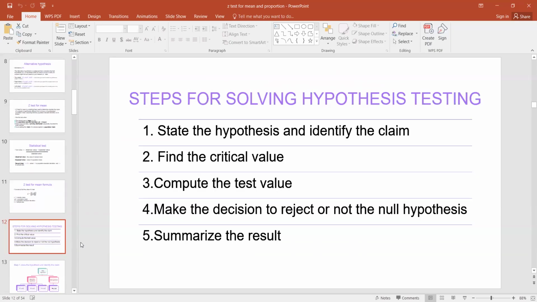Steps for solving hypothesis testing. Step 1, state the hypothesis and identify the claim. Step 2, find the critical value. Step 3, compute the test value. Step 4, make the decision to reject or not reject the null hypothesis. And step 5 is summarize the result.